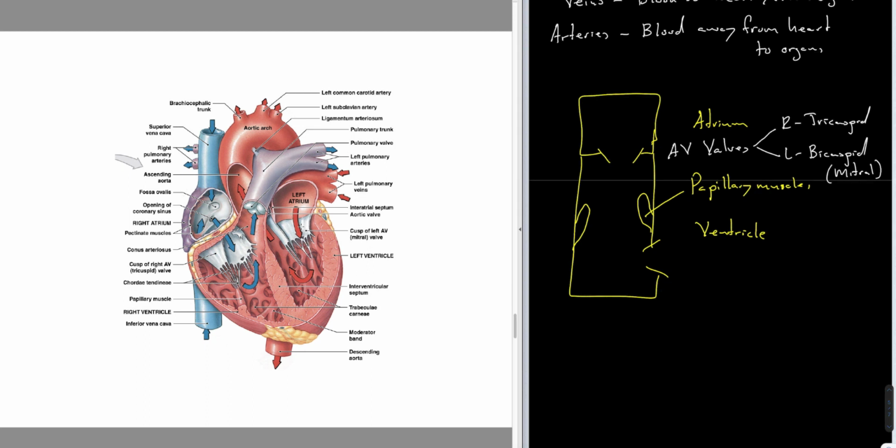Now, the doorways, if you will, of these valves are called leaflets, also called cusps. And they're physically attached to these papillary muscles through a structure called the chordae tendineae.